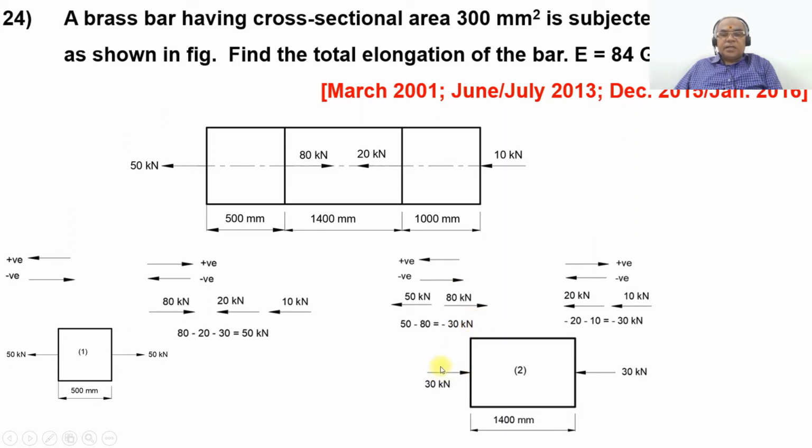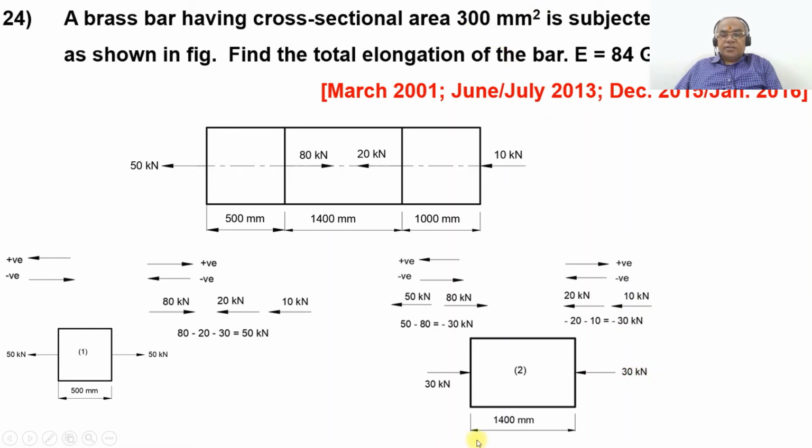And the magnitude is 30 kilonewton. So you have got 30 kilonewton here. And here by sign convention, if it is acting toward the left side, on the right hand side it becomes compressive. So minus, so it is compressive. And the magnitude is 30. So you got 30 kilonewton.